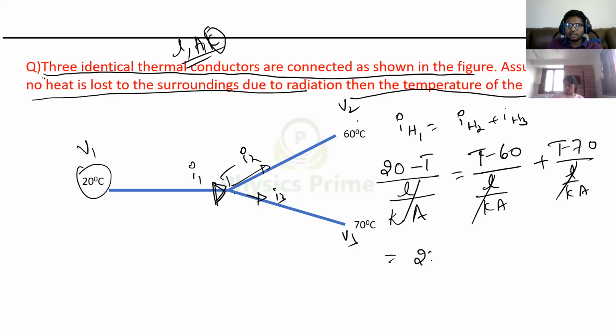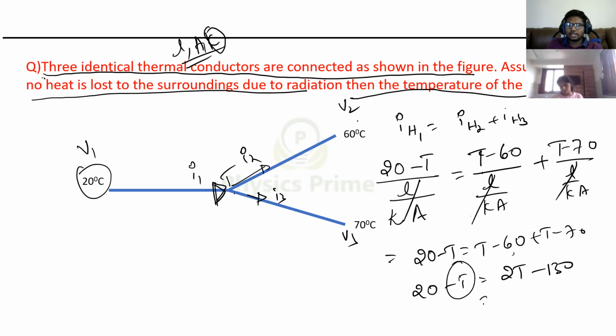Then we can write this as 20 minus T is equal to T minus 60 plus T minus 70. This is 2T minus 130. This T goes to the right side, it will become 3T is equal to 150, and this will become 50 degrees Celsius. Okay. Got it? Using current electricity, we can solve it easily.